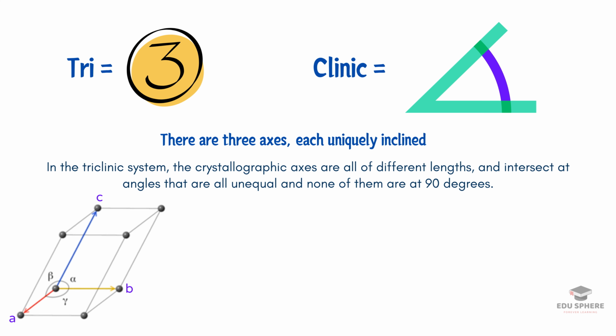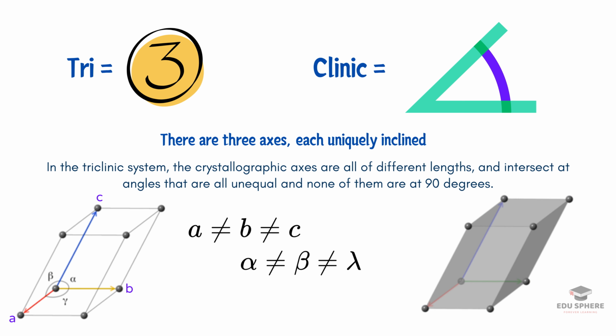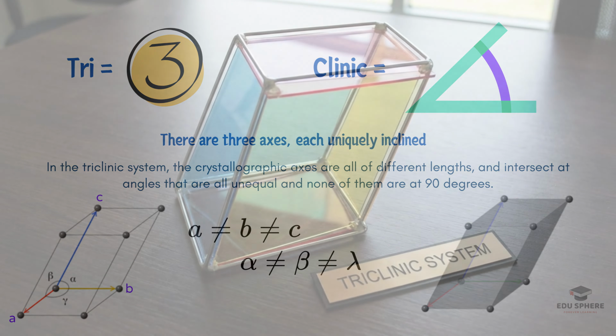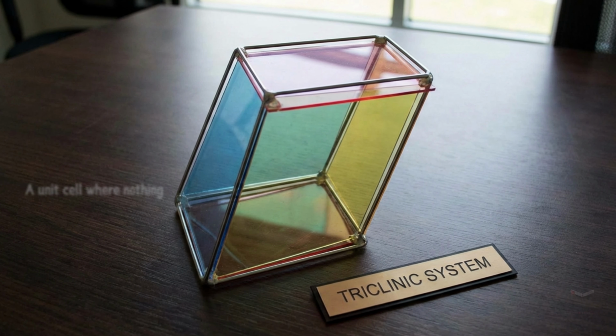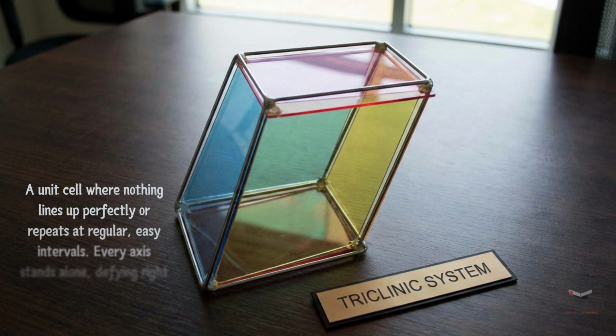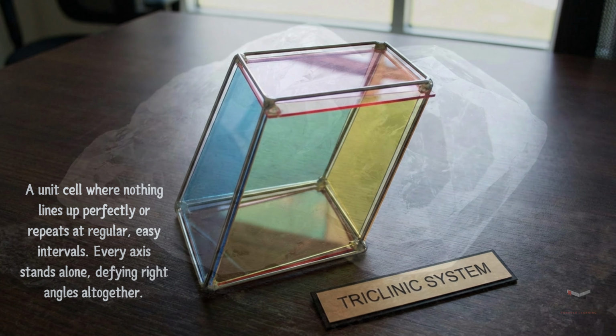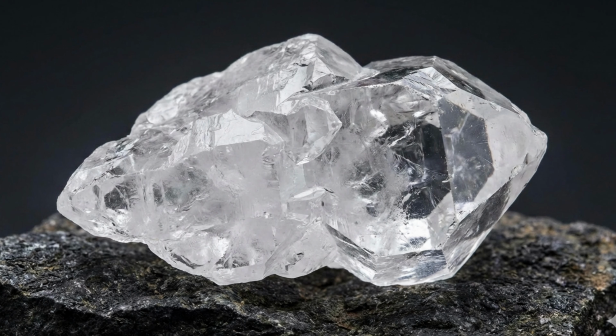As you can see in this diagram, A is not equal to B is not equal to C, and alpha, beta and gamma are not equal to 90 degrees. You can imagine a box that's not just stretched but leaning in all directions, every face slanted and every corner misaligned. This is the ultimate in geometric freedom, a unit cell where nothing lines up perfectly or repeats at regular, easy intervals. So, what does this mean for symmetry?